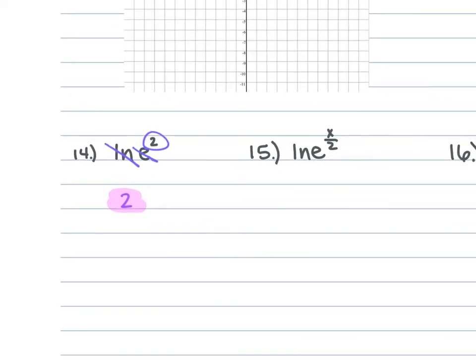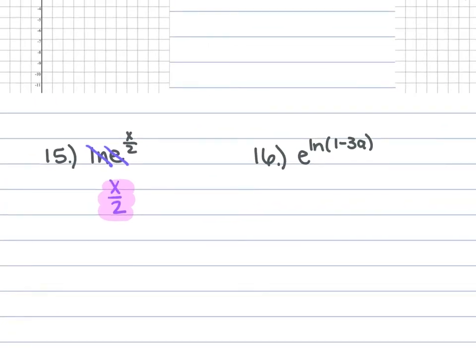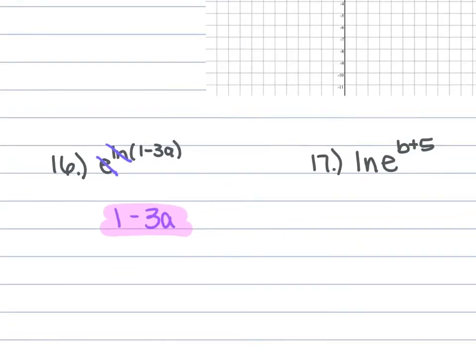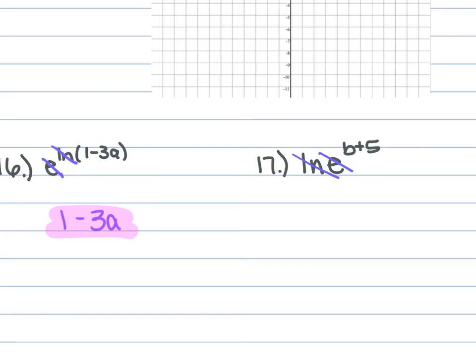For 15, we have ln times e to the power of x over 2. So the ln and the e cancel. We're going to have x over 2 for our solution. For 16, e to the power of ln cancels each other out, so you're just left with the 1 minus the 3a. For 17, we have ln times e, which cancel each other out, and that b plus 5 is left over.